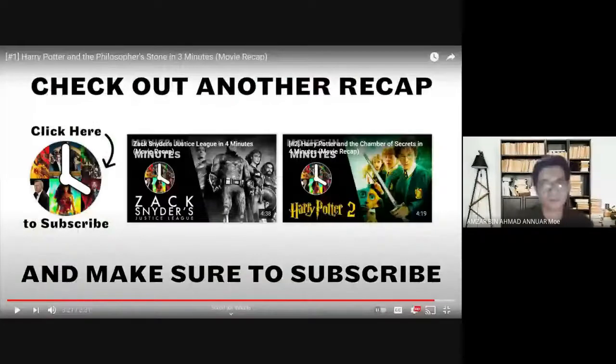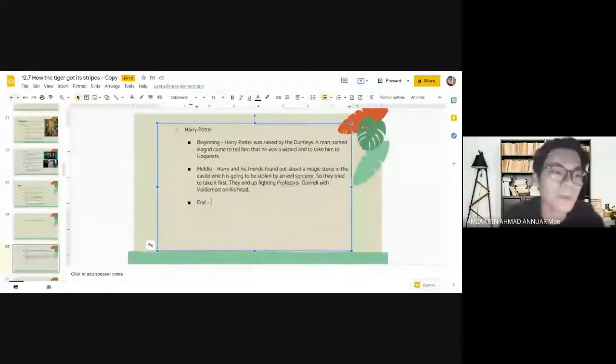Okay, baik. Now, what about the ending? Apa yang berlaku di ending tu? Apa jadi kepada yang jahat tu? Voldemort jadi apa? Voldemort dengan Quirrell jadi apa?